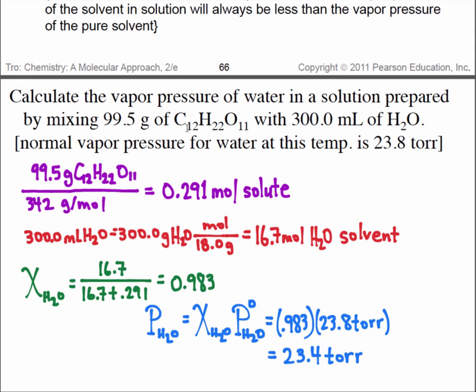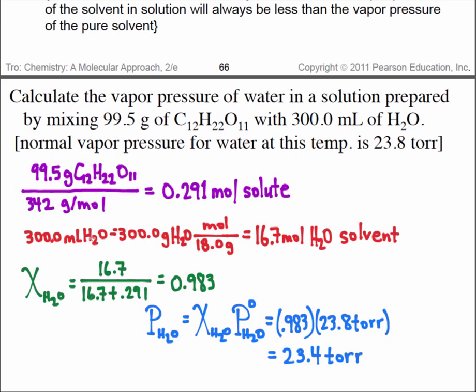But if I dissolve 99.5 grams of a simple sugar into 300 milliliters of water, how will that reduce that 23.8? Well, it won't be 23.8 anymore. It'll be less. But how do you figure that out? You simply compare the moles of sugar, change grams to moles, to the total number of moles.